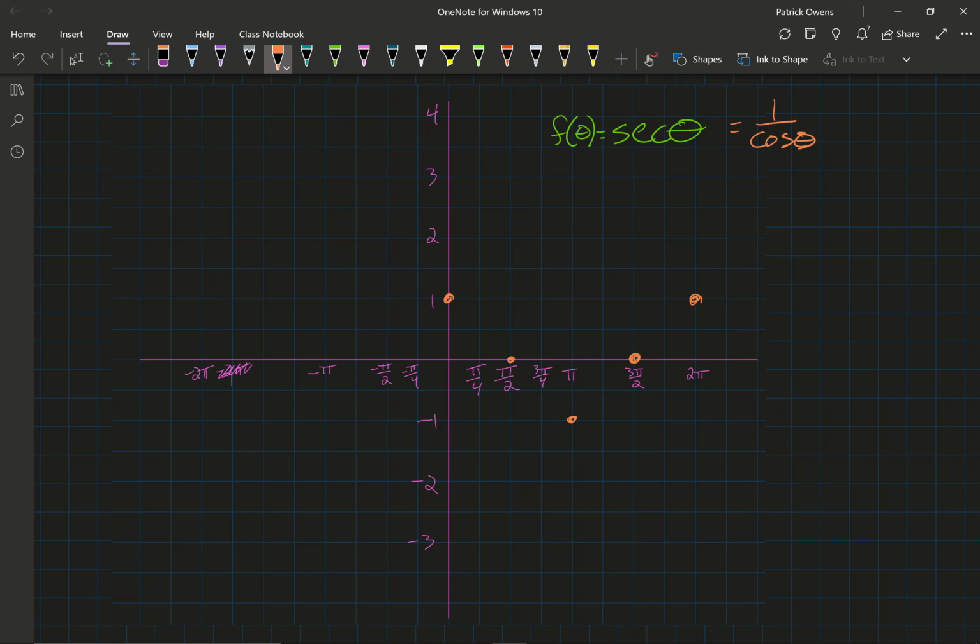So we look to our cosine function. When cosine is at a maximum or minimum, so for example at theta equals 0, cosine is equal to 1. The reciprocal of 1 is also 1. The same thing happens at the minimums. So at your maximums and minimums for cosine, secant is going to have minimums or maximums.